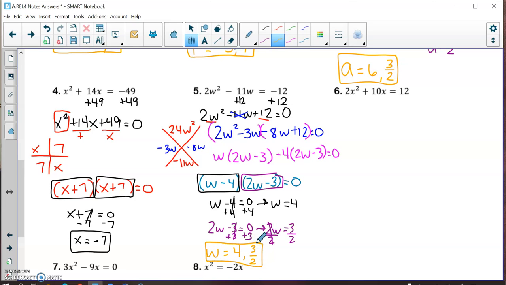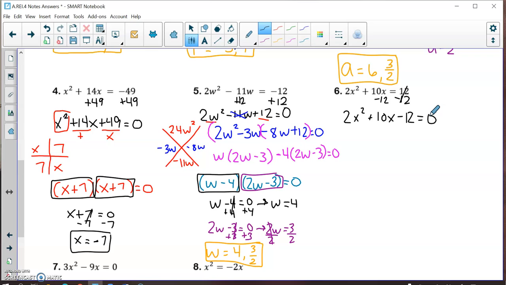All right, in number 6, I'm going to start this off by setting my quadratic equation equal to 0 by subtracting 12 from both sides. I have 2x squared plus 10x minus 12 is equal to 0. Now you are more than welcome to use the x method to solve this quadratic equation. However, there is an easier way.